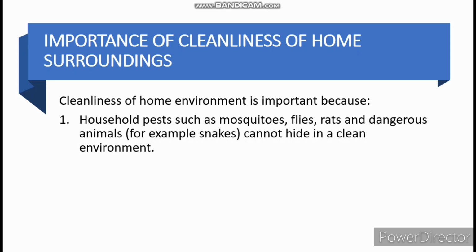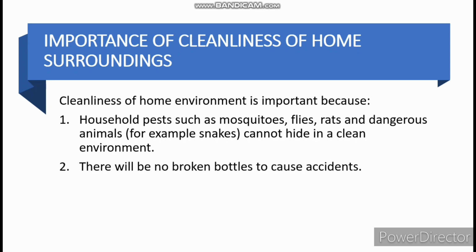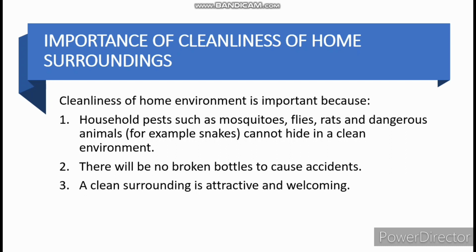Number two, there will be no broken bottles to cause accidents. Number three, a clean surrounding is attractive and welcoming. You look at your environment, everywhere is clean, everywhere is shiny. Of course, you'll be so welcoming, you will be comfortable staying in that environment.